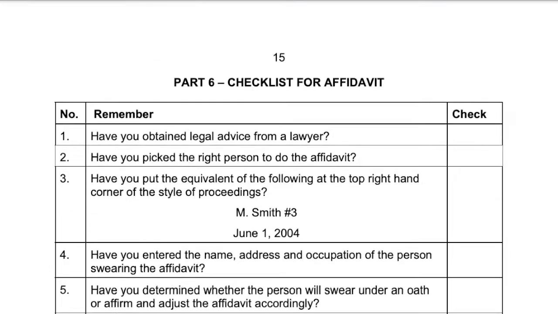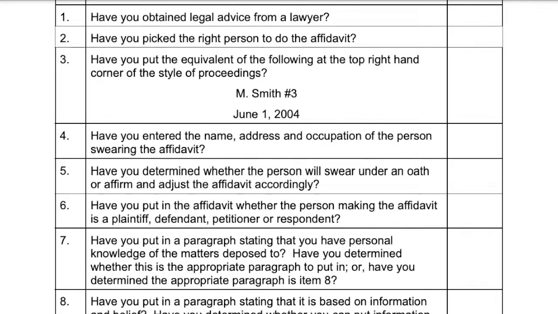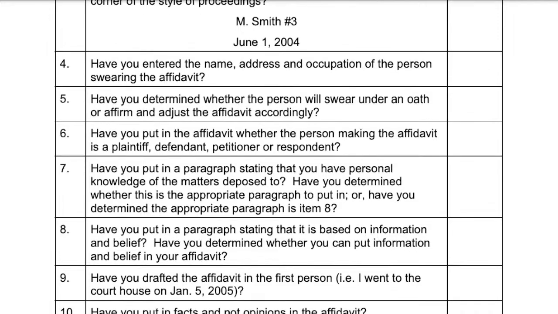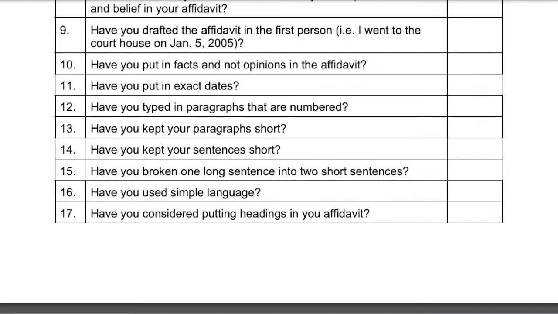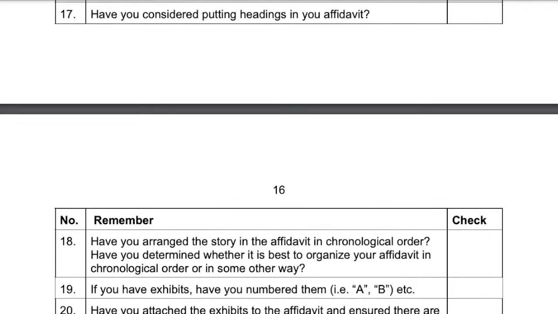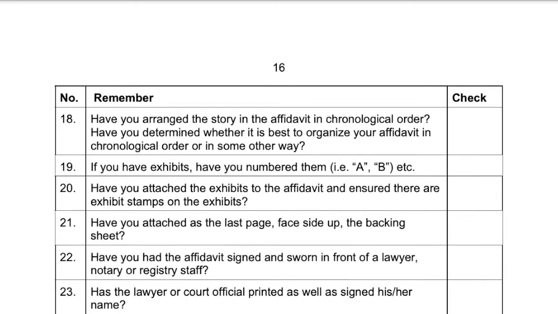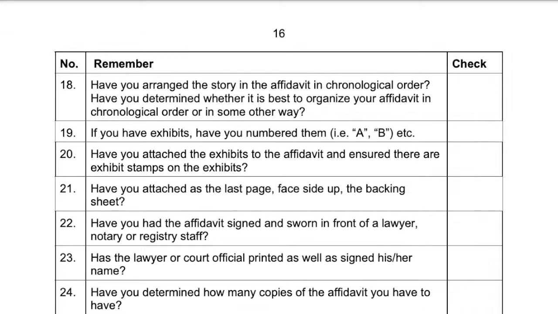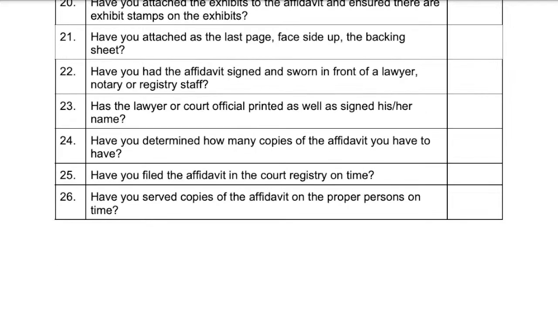Maybe a little checklist here. Have you picked the right person for the affidavit? Have you entered the name, address, occupation? Keep sentences short; break one long sentence into two short ones. Have you used simple language? So it's not that great of a checklist. Arrange the story in chronological order. Attach exhibits. File at the registry.